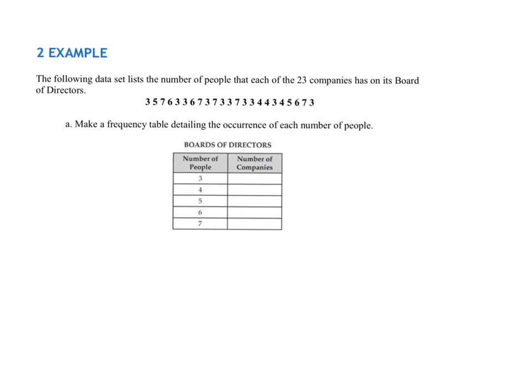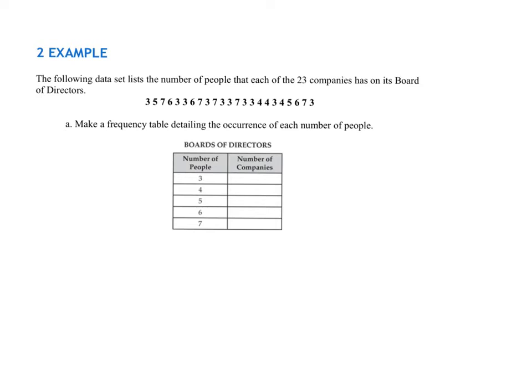The next thing we'll look at is different types of data displays. Instead of giving numerical values, we'll show and demonstrate what that data looks like. So the first one we're going to look at is a frequency table. The numbers you see here are a list of the number of people that each of the 23 companies has on its board of directors. So each of the 23 companies provided their number. So it's kind of a confusing list of data. We want to try to make it as easy as possible to read.